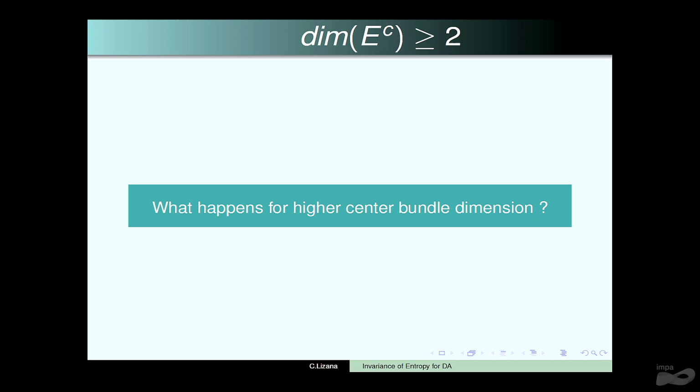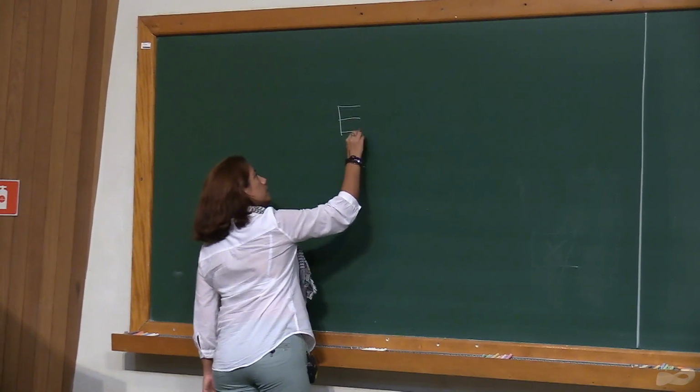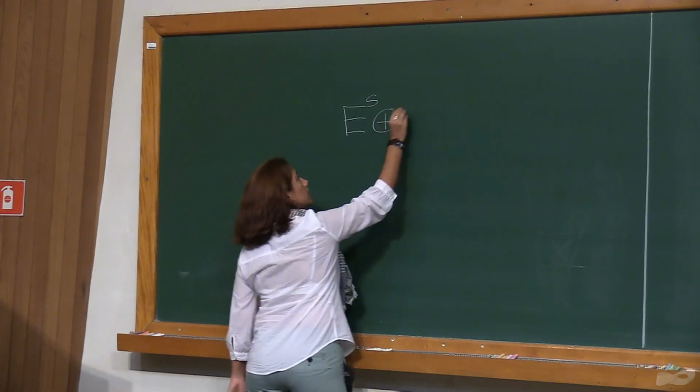And we prove, actually, that you can get a similar result if you have a partially hyperbolic DA. Remember what I mean by partially hyperbolic: if you look at the tangent bundle, you have a behavior like this.